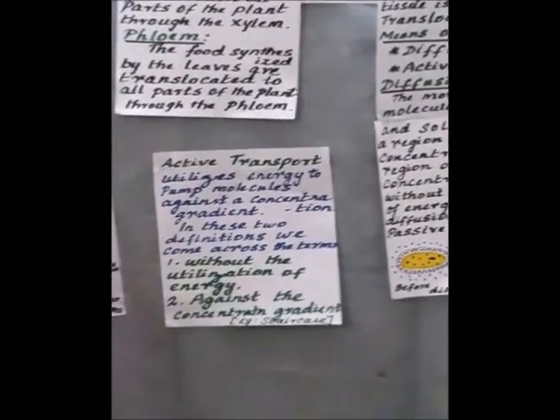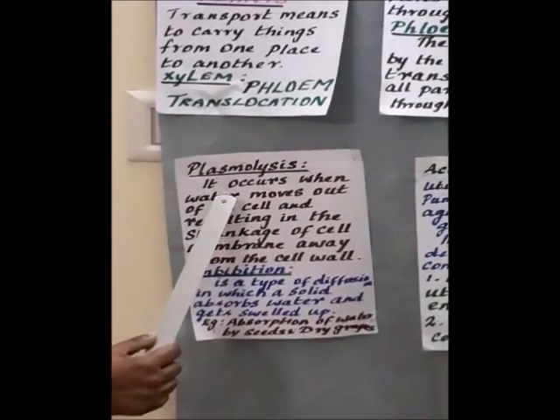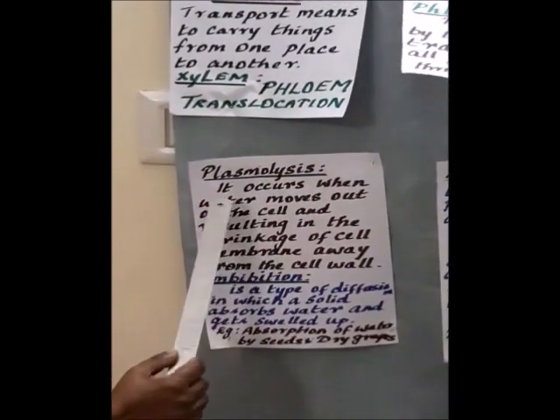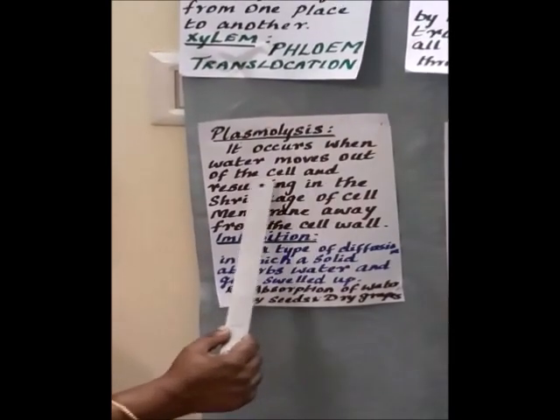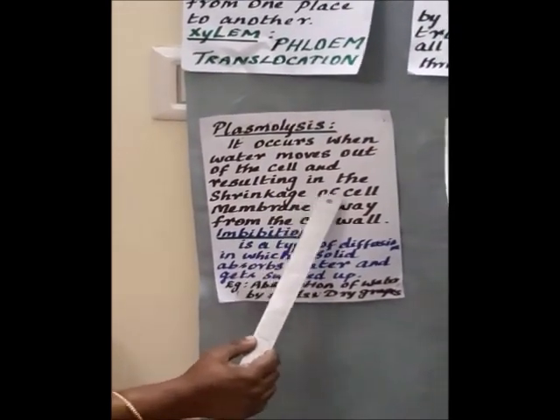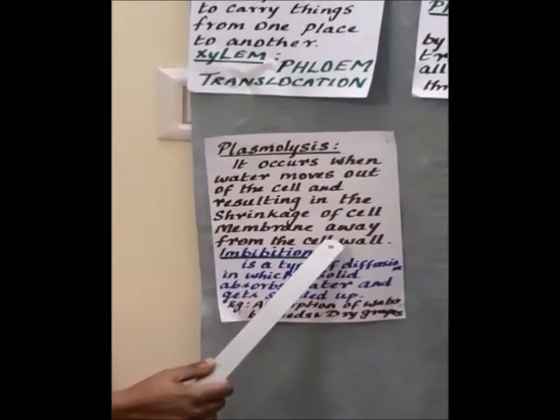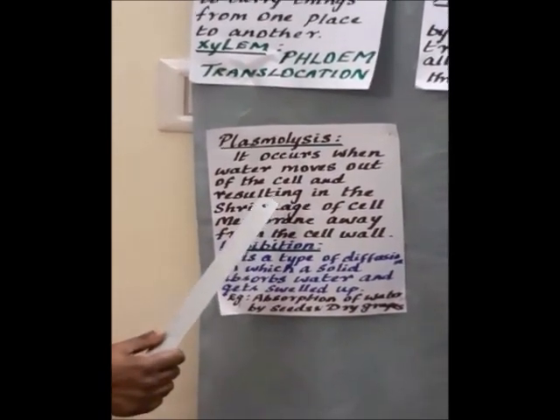Next we pass on to plasmolysis. What do you mean by plasmolysis? It occurs when water moves out of the cell, resulting in the shrinkage of the cell membrane away from the cell wall. That is called plasmolysis.